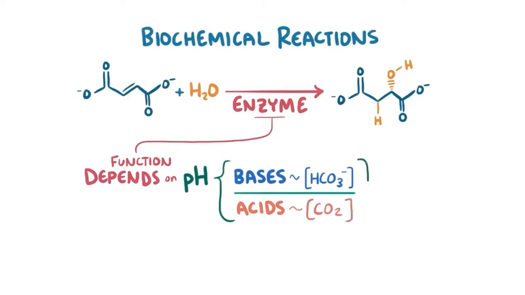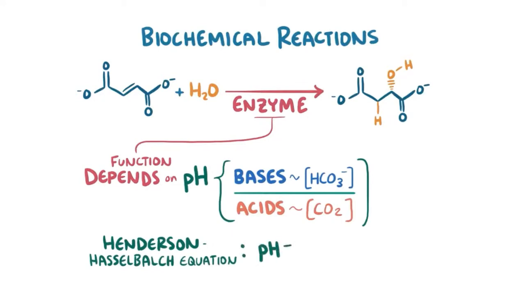or CO2. And it's calculated by a fairly lengthy equation called the Henderson-Hasselbalch equation, where pH equals 6.1 plus the log of the concentration of bicarbonate divided by 0.03 times the partial pressure of carbon dioxide.